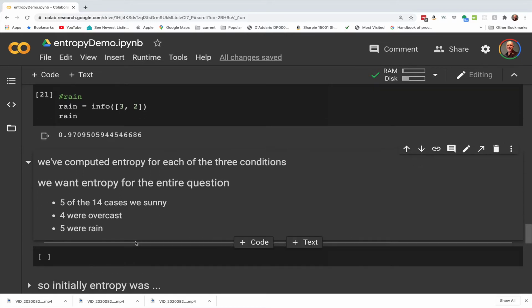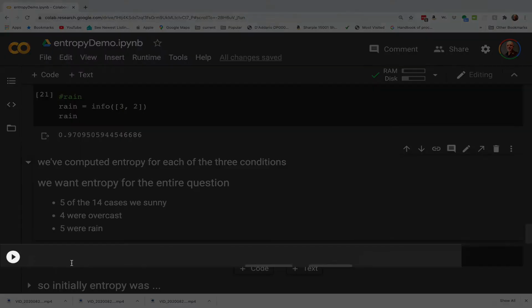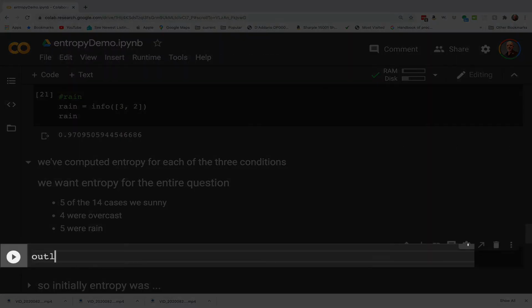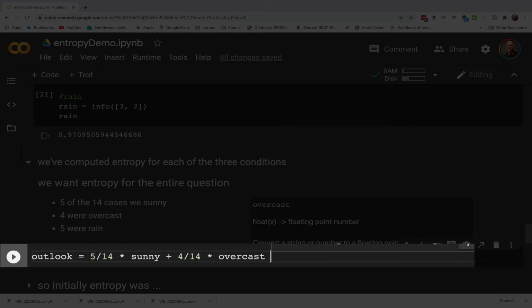And here's how we're going to do that. So I'll just call it outlook. And since 5 of the 14 were sunny, I'm just going to do that. So 5/14 of the answer is going to be the sunny case. And 4 of them were overcast, so 4 out of 14 were the overcast condition. And then 5 were the rain condition. Yep.